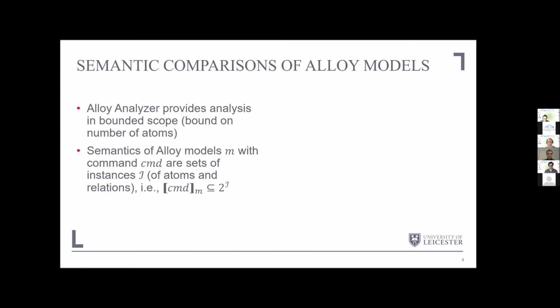Okay, now what we mean by these semantic comparisons, a little bit notation. So first, the Alloy analyzer provides a way of analyzing Alloy models in a bounded scope. And the semantics that we talk about here, they are all in this bounded scope. So every semantics that you see, that's the bounded scope. So this is what Alloy would compute.